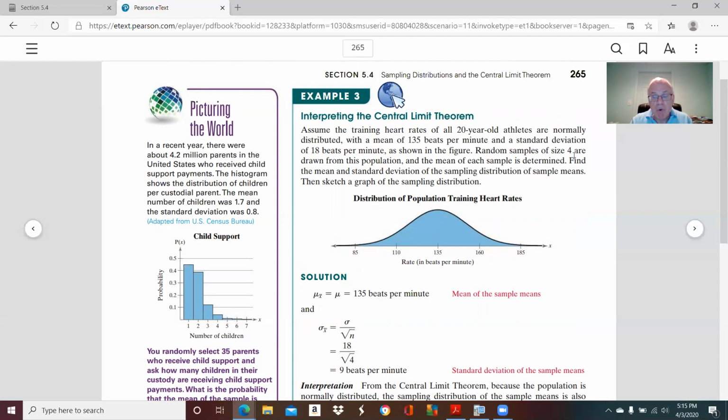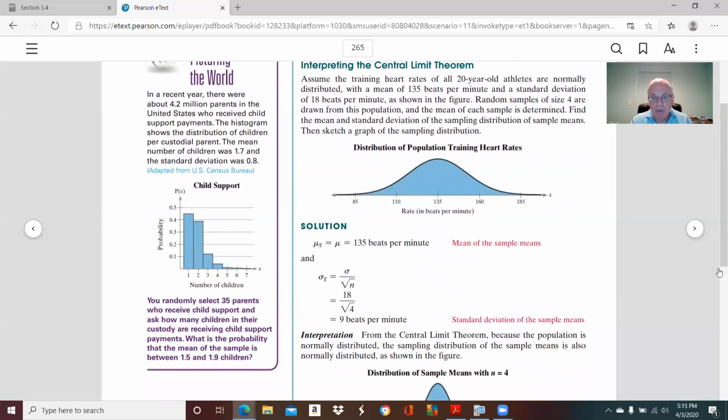Random samples of size 4. Notice it's much less than 30, but we don't need 30 if we know the population is normal. Population is normal, the sampling distribution is automatically normal. Sample size could be very small, like 4. Okay, so anyway, we can use normal CDF in this case here.